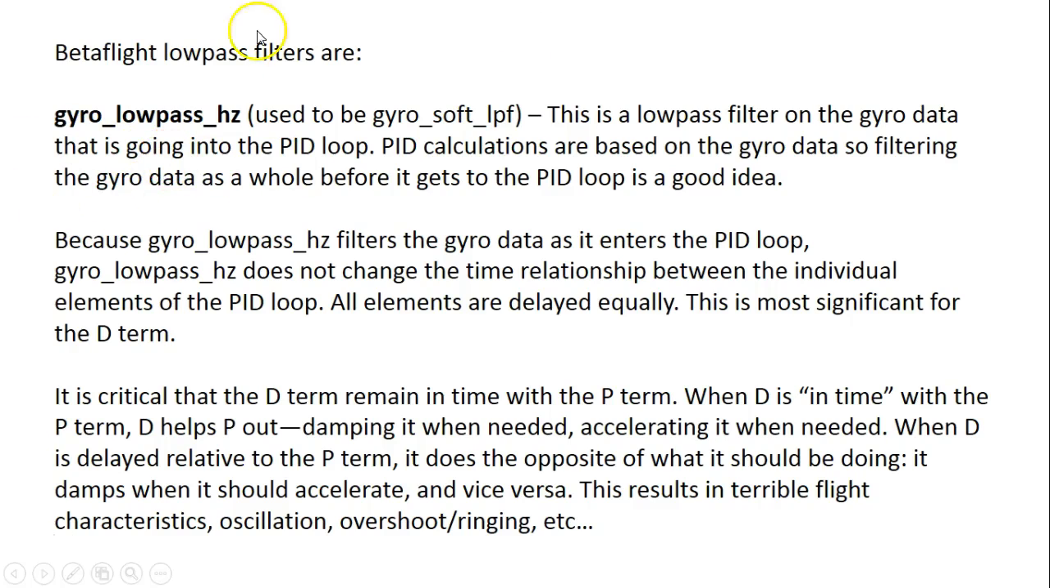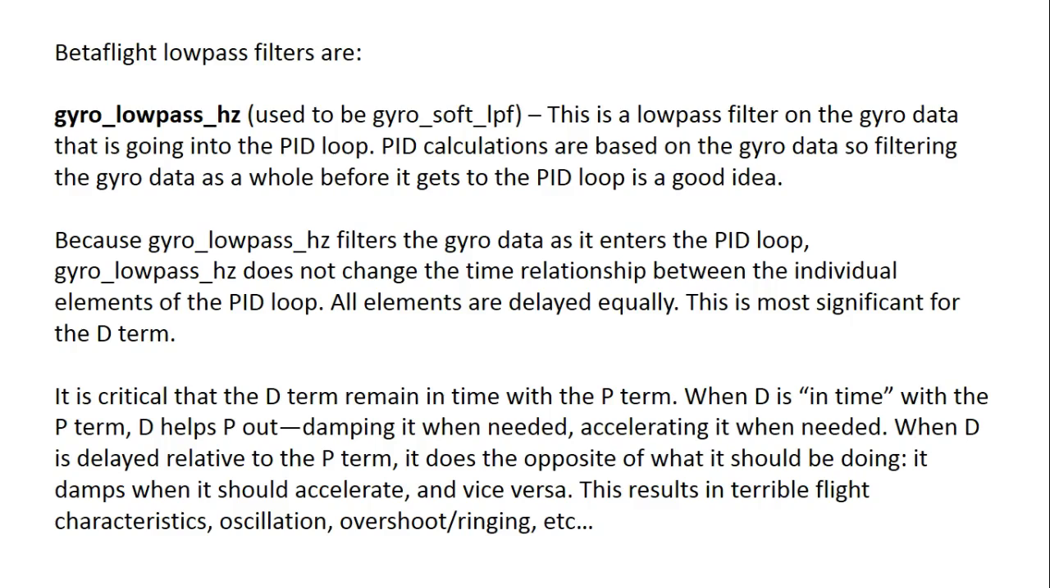It's critical, back up. Because the gyro low-pass hertz filters the gyro data as it's entering the PID loop, gyro low-pass hertz does not change the time relationship between the individual elements of the PID loop. So in other words, the P term and the D term, and those are the two we're concerned with, get the same gyro data. They've run their calculation on the gyro data. They're both acting on the exact same sample, if you will, of data.